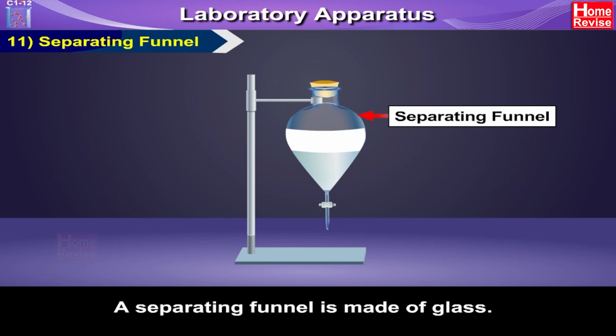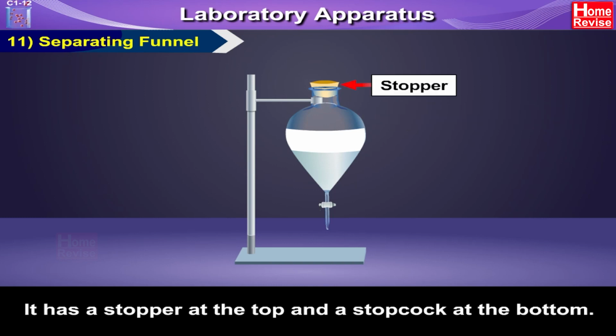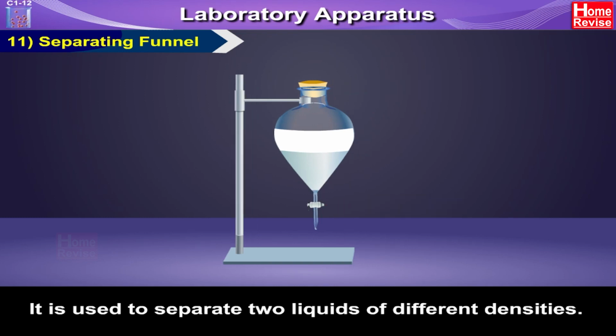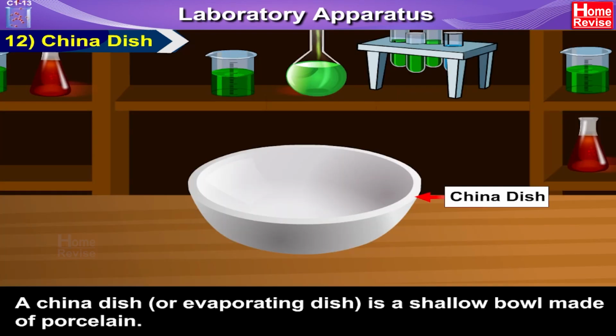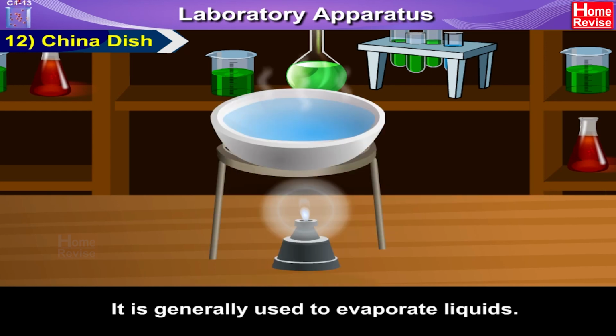11. Separating funnel. A separating funnel is made of glass. It has a stopper at the top and a stopcock at the bottom. It is used to separate two liquids of different densities. 12. China dish. A china dish or evaporating dish is a shallow bowl made of porcelain. It is generally used to evaporate liquids.